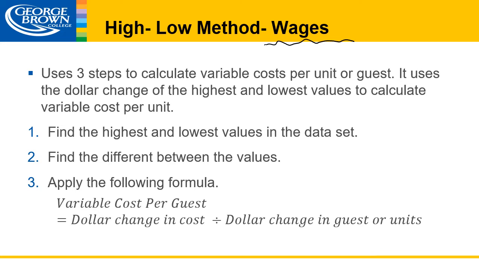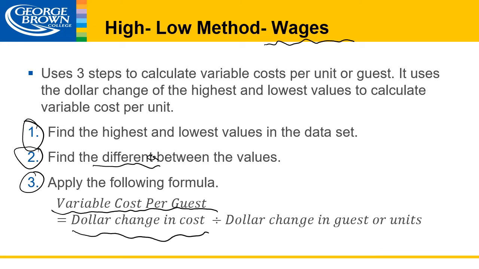So the first step in the process is find the highest and lowest values in the data set. You've got to look at your data set. You can sort it from highest to lowest, and that'll make an easy find. You then find the difference between the 2 values by subtracting them. And then you apply the following formula. The average dollar cost per guest, in this case average labor, is equal to the dollar change in cost divided by the dollar change in guests or units. So 3 steps. They're fairly straightforward, and it's best shown by an example, which is what I'm going to show you on the next slide.